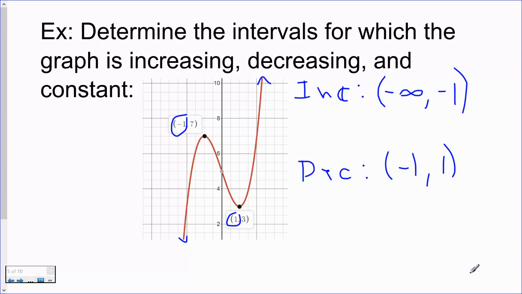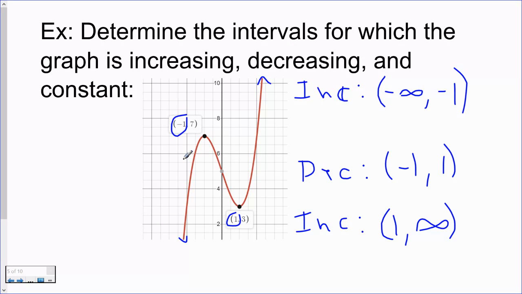And then this thing is increasing again. It's starting at that 1 value, and then it's increasing as we go to the right forever and ever and ever. So that means it's going to go from 1 to positive infinity. Some people like to put increasing next to each other, so they have one increasing and one decreasing. This had no constant. It wasn't staying going straight across or horizontal at all, so I don't have any of those.